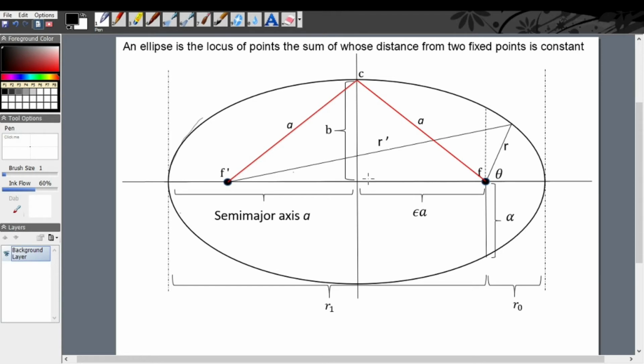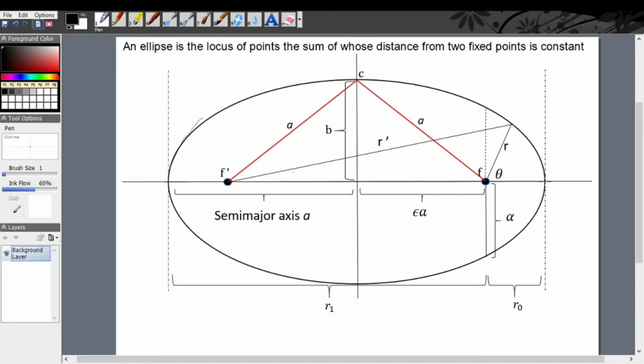This distance here from the center to the focus is epsilon times a, where epsilon is called the eccentricity of the ellipse. If epsilon is 0, the ellipse is a circle. Both points meet in the center if epsilon is 0. And so for an ellipse with 0 eccentricity, I get a circle. If epsilon is 1, that is to say the distance from the center to the focal point is the same thing as the semi-major axis, that means the focal point is at the edge of the circle, and that means that it's a straight line.